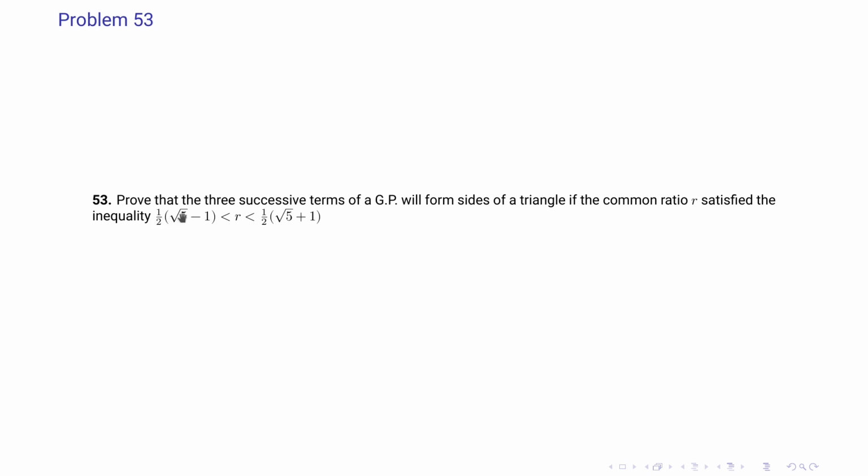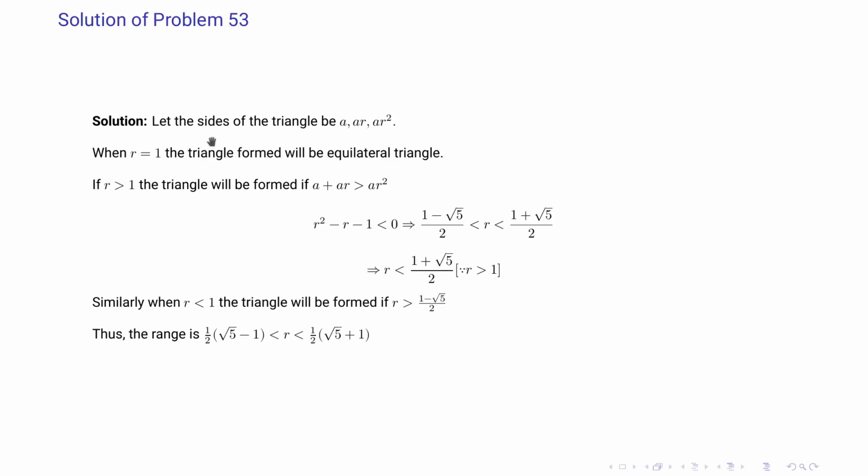That is, (square root of 5 minus 1)/2 less than r less than (square root of 5 plus 1)/2. So we let the sides of a triangle be a, ar, ar squared. Now if r is 1, then the triangle formed will be an equilateral triangle. If r is greater than 1, the triangle will be formed if the sum of the two smaller sides is greater than the larger side. So we obtain r less than (1 plus square root of 5)/2.